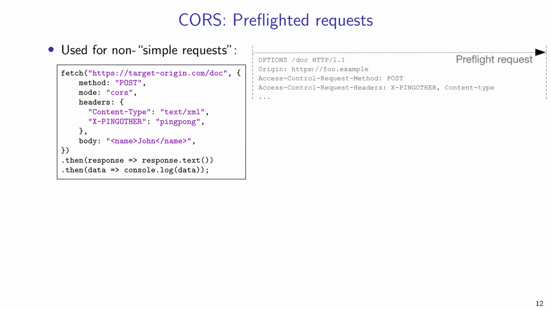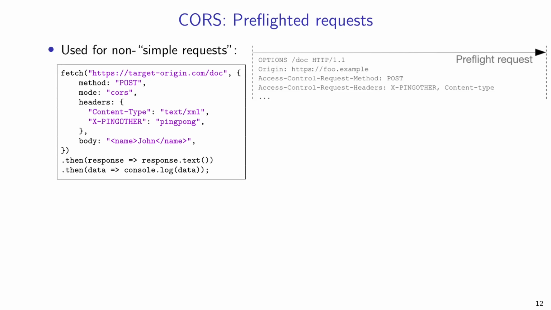A preflight request is sent using the OPTIONS method. The browser includes the Origin header field with the origin from which the request comes and 2 additional headers. Access-Control-Request-Method set to POST, indicating that the actual request will be sent using the POST method, and Access-Control-Request-Headers, which list the custom headers that will be used.